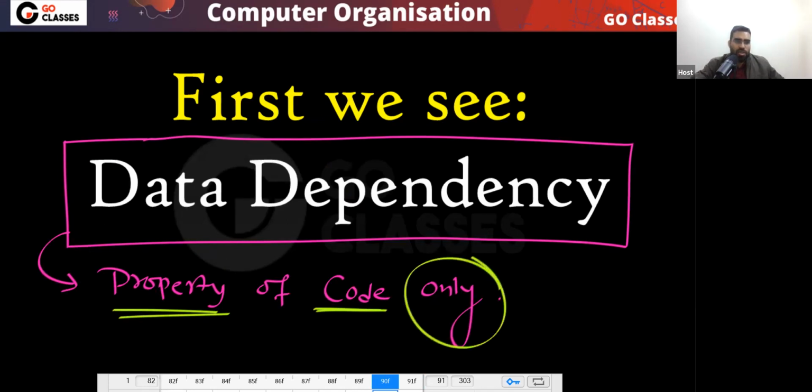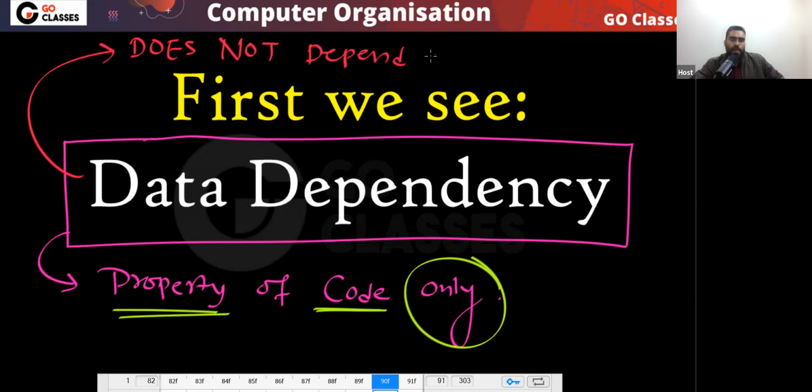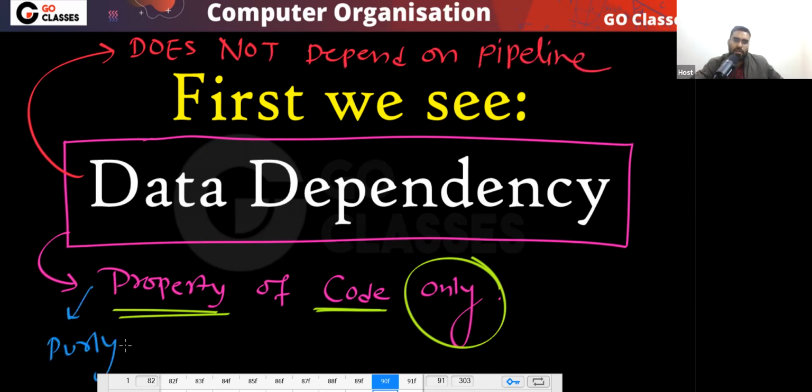So this is a property of code only, nothing else. This does not depend on the pipeline. It has nothing to do with the pipeline. It is purely a property of code. It will only depend on the code.